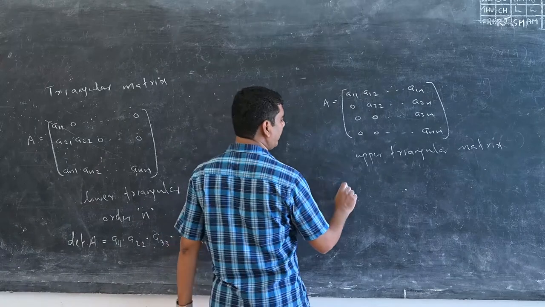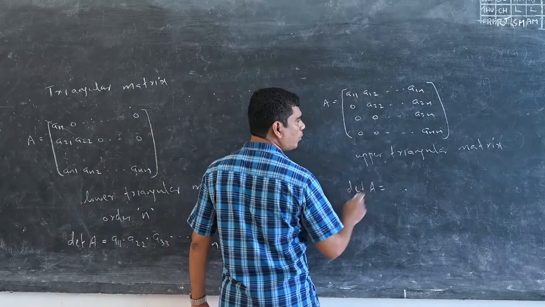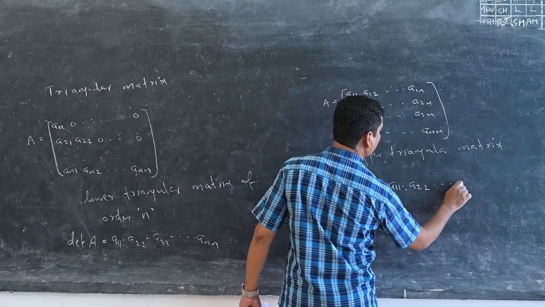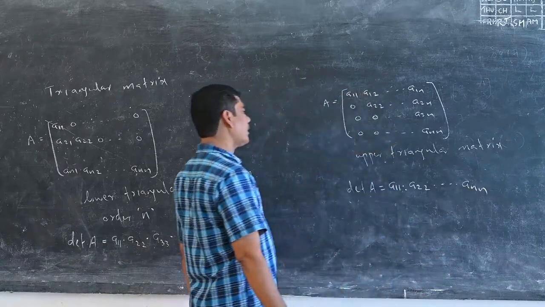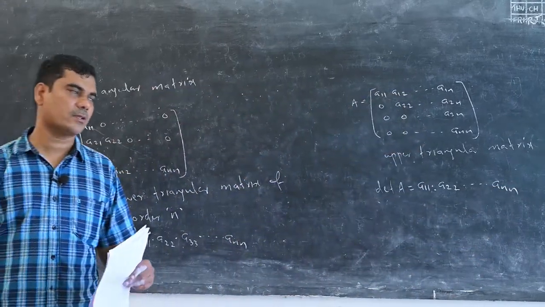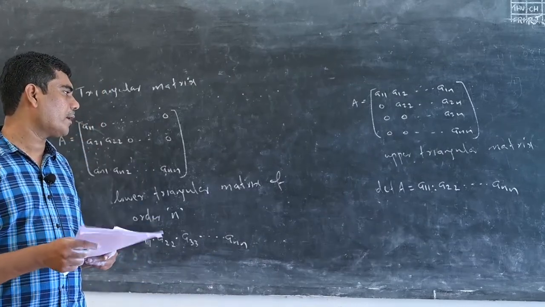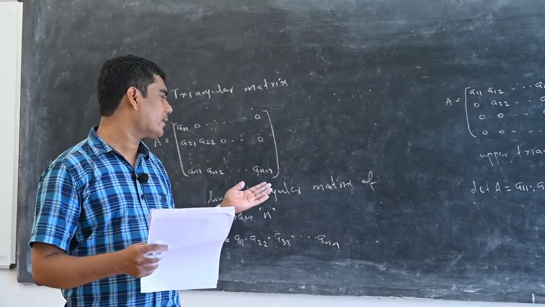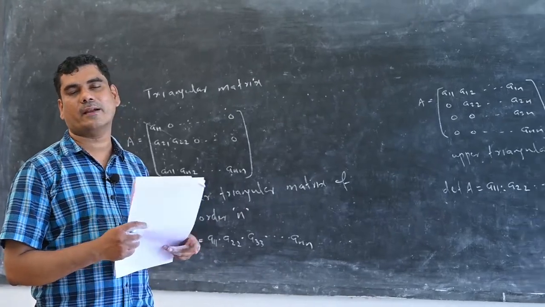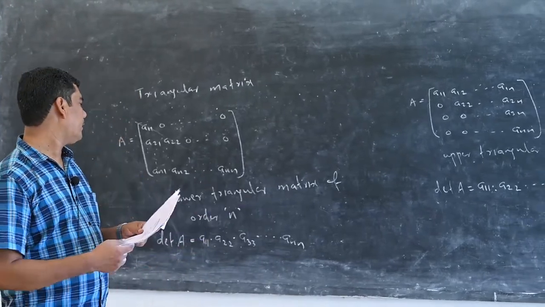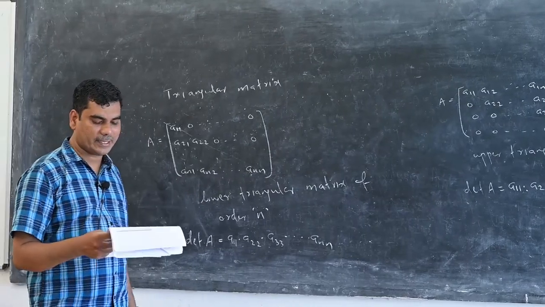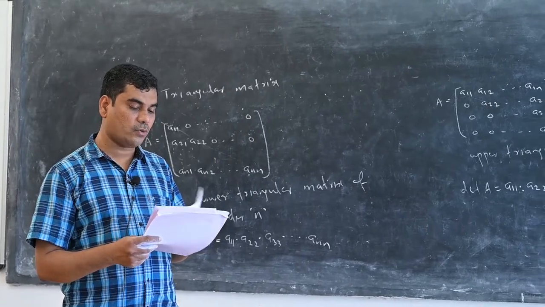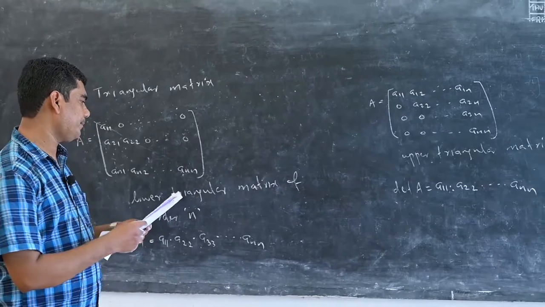Then again, determinant A is equal to the product of the diagonal elements A11 into A22 into etc. Ann. So in the case of a lower triangular matrix or an upper triangular matrix, determinant of A is the product of its diagonal elements. Upper triangular matrices and lower triangular matrices are called triangular matrices. So determinant of a triangular matrix is the product of its diagonal elements.